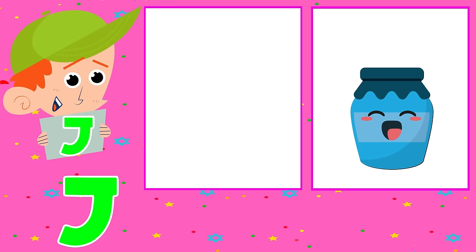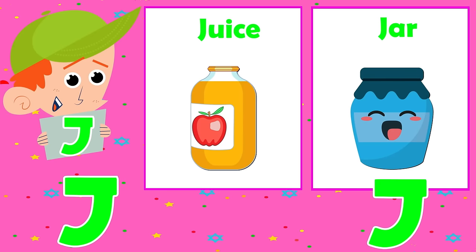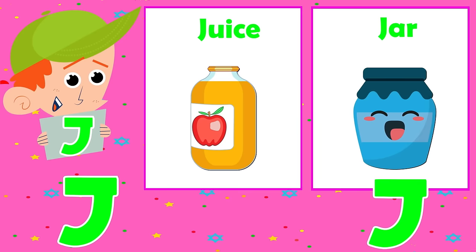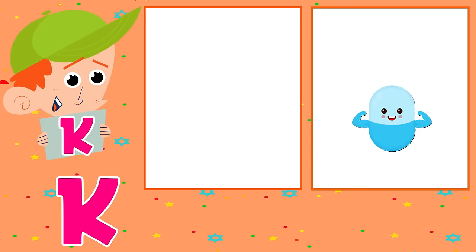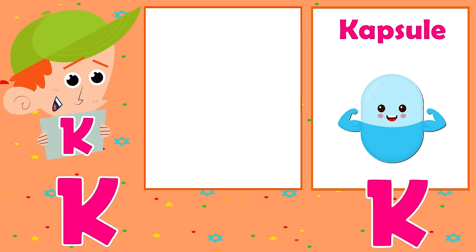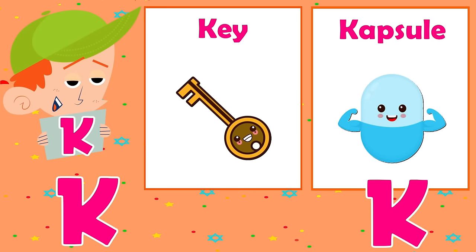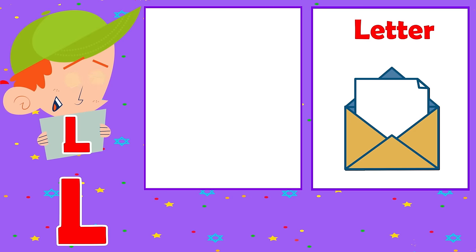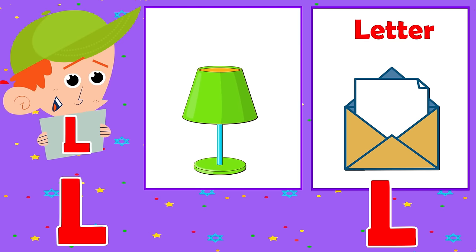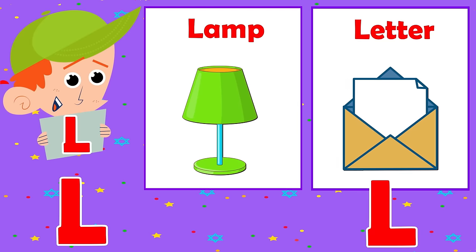J is for jar. J is for juice. J is for jar. J is for juice. K is for kettle. K is for key. K is for kettle. K is for key. L is for ladder. L is for lamp. L is for ladder. L is for lamp.